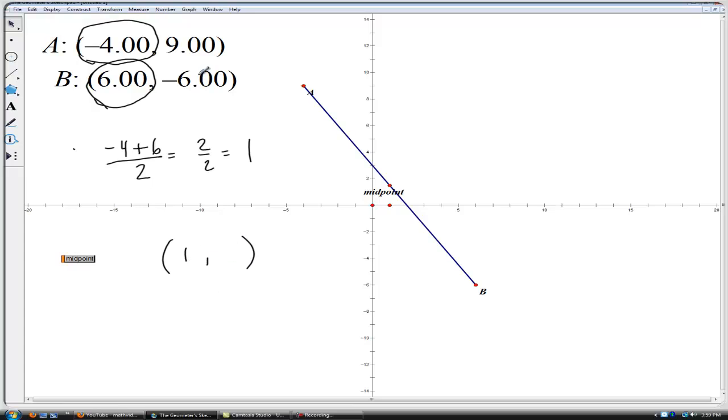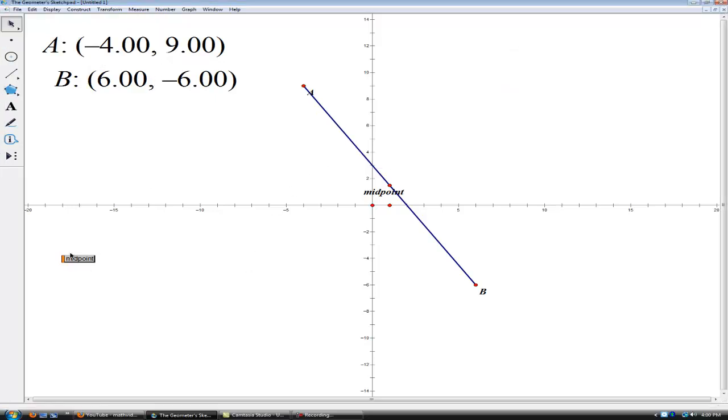The y value, we want to use the same technique. Add the two y values together, 9 plus negative 6, and find the average. There are 2 of them, so we divide by 2. What does that give us? 3/2, which is 1.5, or I would probably write it as a fraction, and this is what I would prefer. We always leave them as improper fractions. So we have 1, 3/2, and that's exactly what the midpoint is, 1, 1.5.